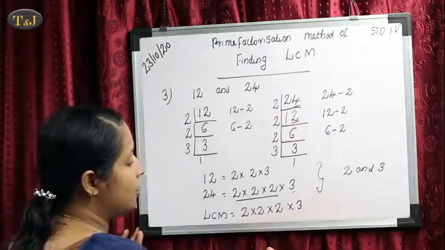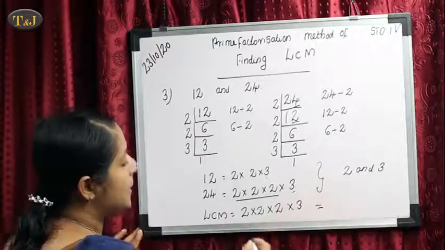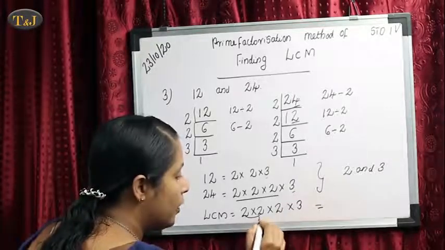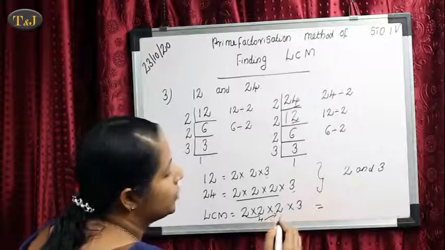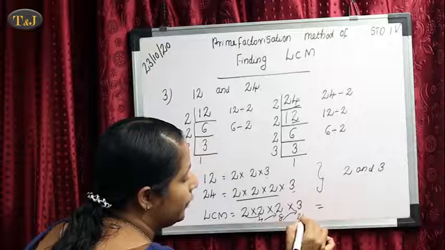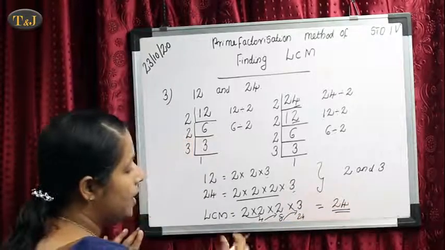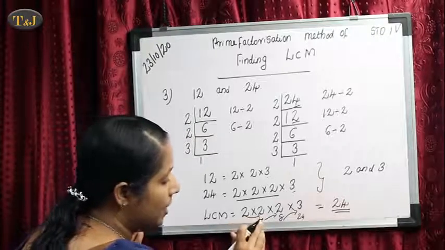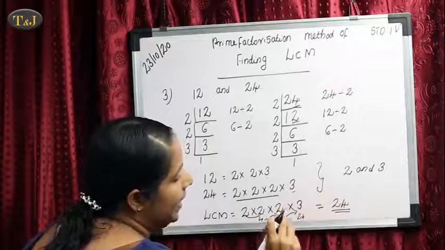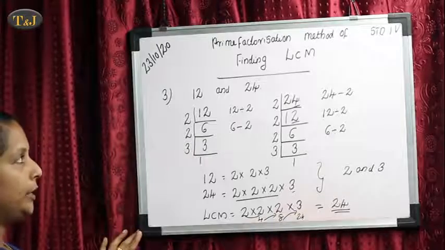Okay. Next we want to multiply these numbers. First multiply 2 2s. 2 2s are 4. Next multiply 4 2s. 4 2s are 8. Next multiply 8 3s. 8 3s are 24. So our LCM equal 24. First multiply 2 2s, 2 2s are 4, then 4 2s are 8, then 8 3s are 24. Therefore our LCM equal 24.